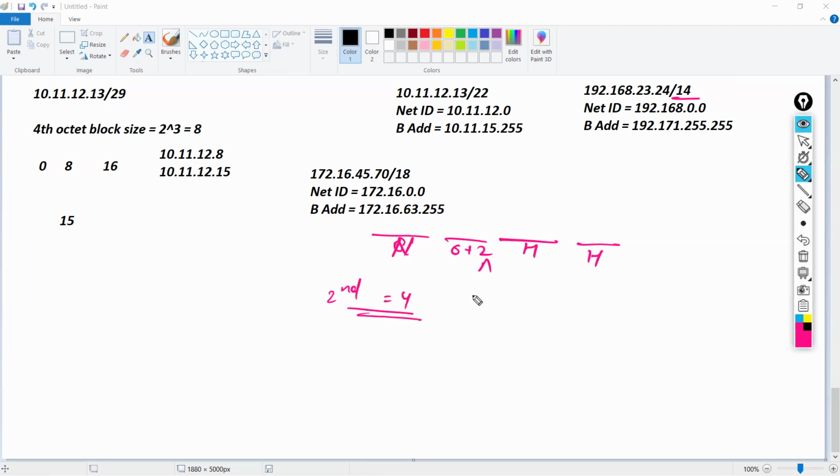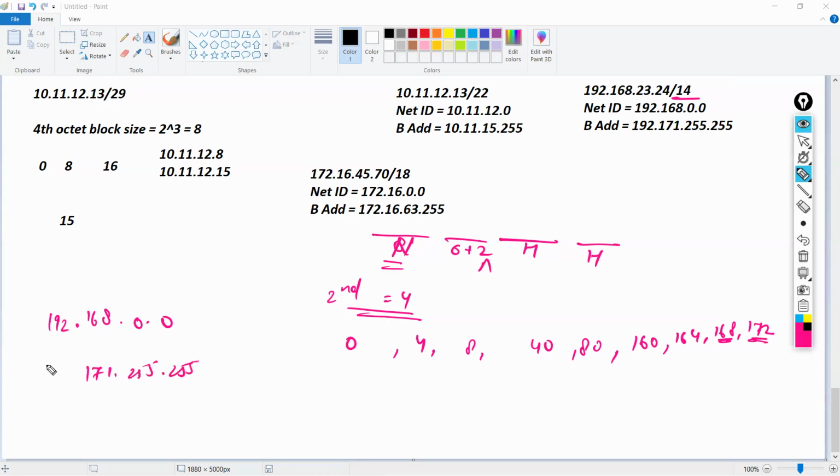4. In the second octet, I'll have first value 0. Then I'll have 4, 8. Somewhere it will come 40, 80. Like this, it will come 160 also. 164, 168, 172. Got it? So the first octet you need to keep constant. What is my first octet? 192. This value is for the second octet, the interesting octet value. The host part we will keep 0. Now, if the next one is starting at 172, this will become 171.255.255. How simple it is. Got it? Online people?